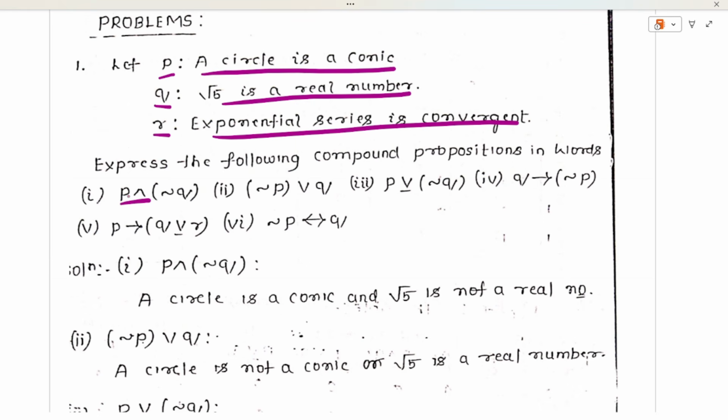See, p, I will write as it is, a circle is a conic. Okay, there is no change. And add it, that is a conjunction. And what you have is negation of q. Root 5 is a real number is given, you have to make it as root 5 is not a real number. That's it. Okay, that is simple, as you know.